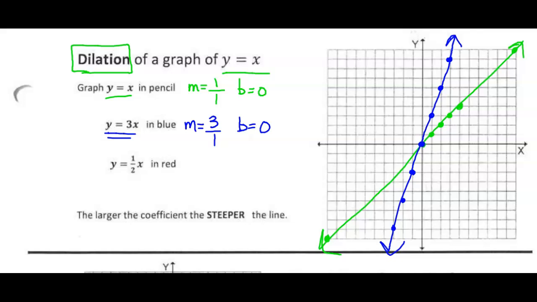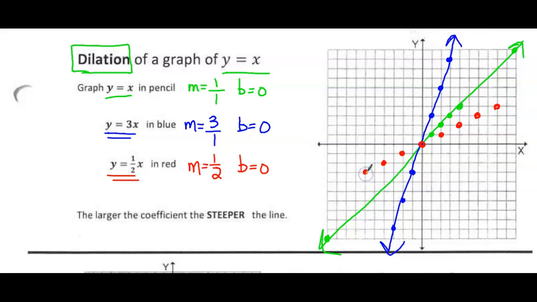And then last of all, we have y equals 1/2 x. So this time, our slope is going to be 1/2. Your intercept is still 0. We're going to come over here, graph 0. This time, a slope of 1/2 means up 1, right 2, up 1, right 2, up 1, right 2, or down 1, left 2, down 1, left 2.